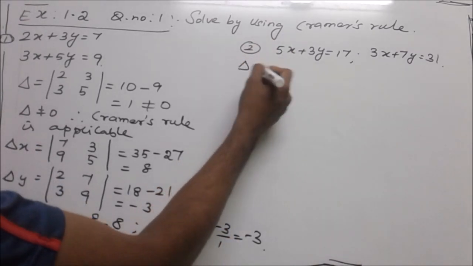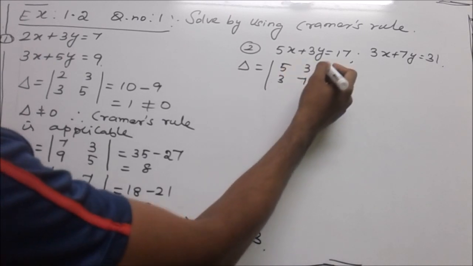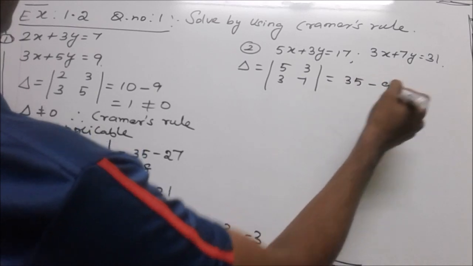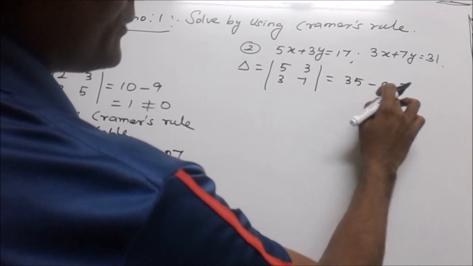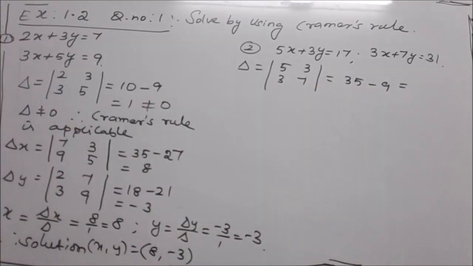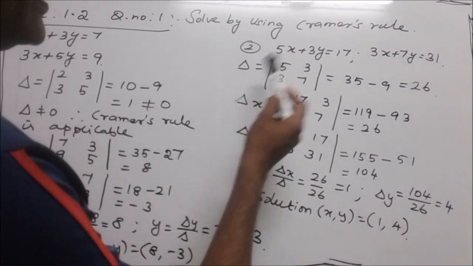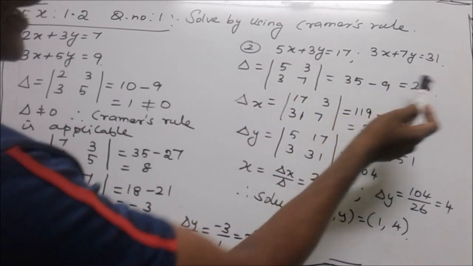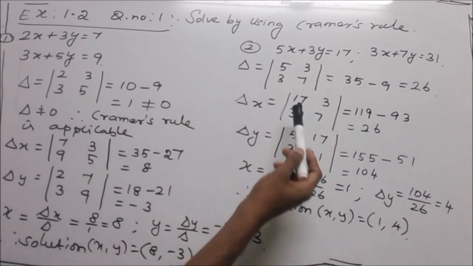Now delta equals the determinant of the coefficient matrix 5, 3, 3, 7, and simplifying, we get 35 minus 9, which is equal to 26. And delta x is equal to 17, 31.